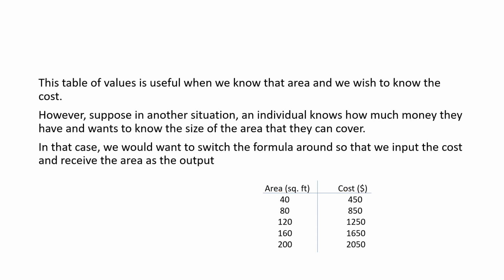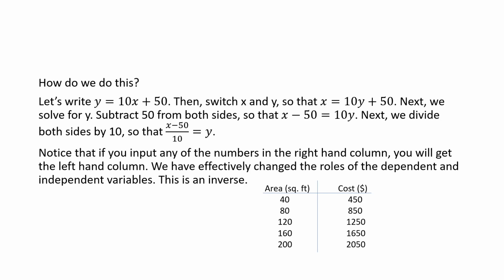Now, this table of values is useful when we know the area that we wish to cover and we want to know the cost. But suppose there's another situation where an individual knows how much money they have and they want to know the size of the area they can cover. In that case, we'd want to switch the formula around so that we input the cost and receive the area as output. Well, how do we do that?